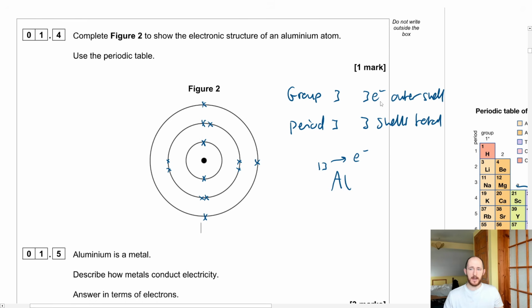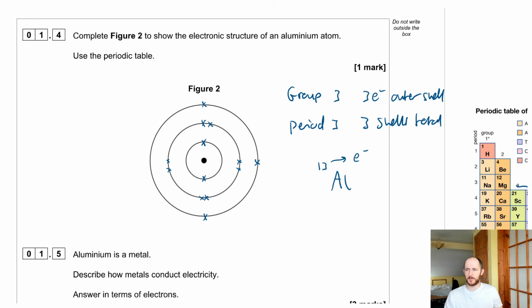The group 3 tells me there's only 3 in the outer shell, and the period 3 tells me there's 3 shells in total. So the first 2 have to be completely filled because they fill from the middle out. If there's 3 shells, that means there's 3 shells with electrons, so the first 2 have to be full before you go on to the third one. And the third one has 3 electrons. That's literally it. That's all you really need to care about in this case.